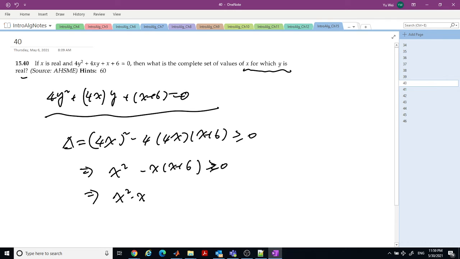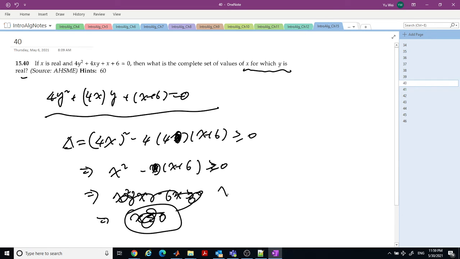Then what we have is x squared minus x squared minus 6x is greater or equal than 0. Let me see, 4x squared minus 4. Okay, I'm sorry. Here's a 4, so here is the 16. So we have x squared minus x minus 6 is greater or equal than 0. Then we have x minus 3 and x plus 2 should be greater or equal than 0.